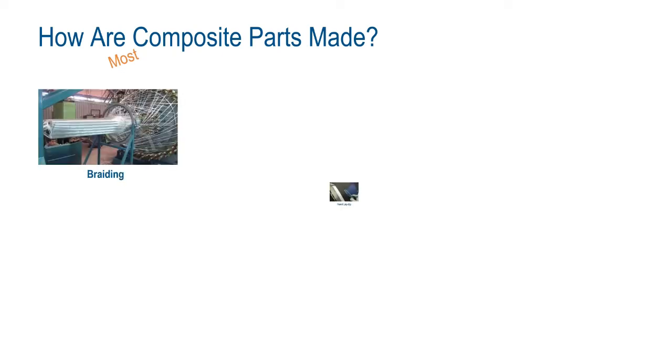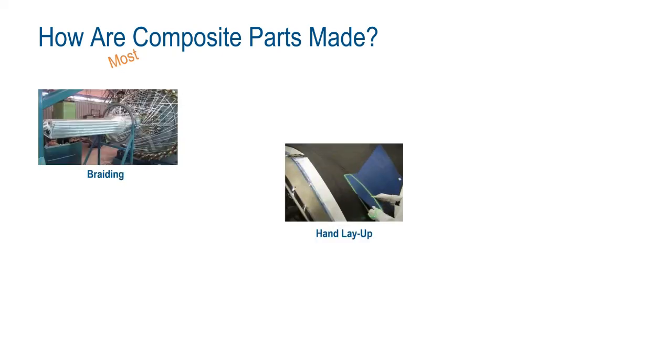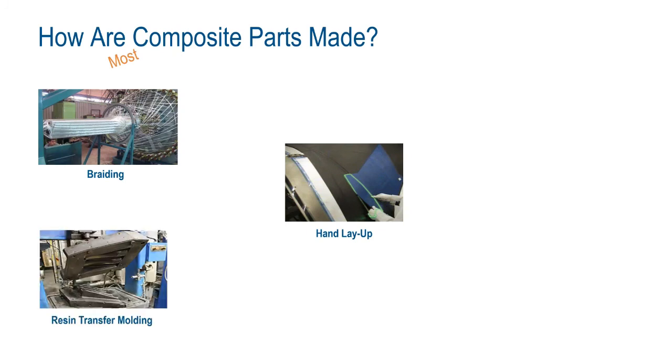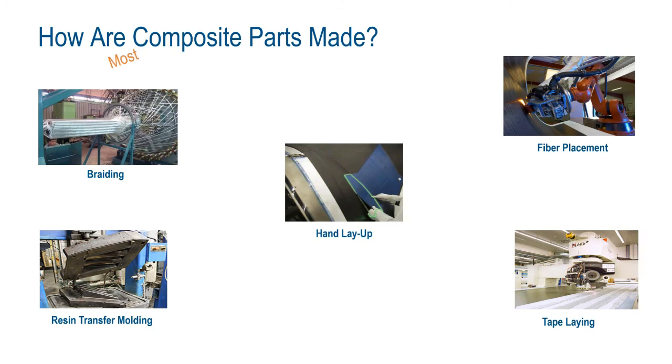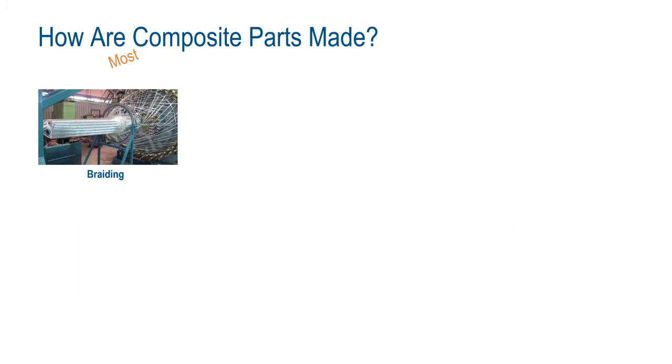First, there's braiding, hand layup, resin transfer molding, tape laying, and finally fiber placement. Let's quickly review these. First, the braiding. Dassault Systemes has recently introduced a product called CATIA Composites Braiding, which I intend to review in a future webinar, so be on the lookout for that in the near future.